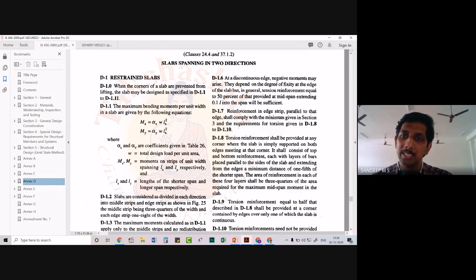So at a discontinuous edge, negative moments may arise. They depend on the degree of fixity at the edge of this slab. But in general, tension reinforcement equal to 50% of that provided at middle span, extending 0.1 L, that is Lx or Ly, into the span will be sufficient. So even if the end is discontinuous, there can be chances for negative moments to be developed.